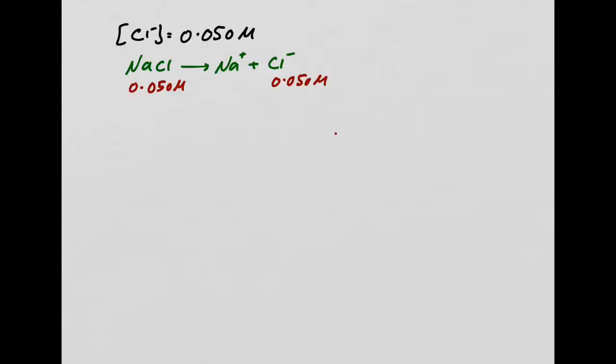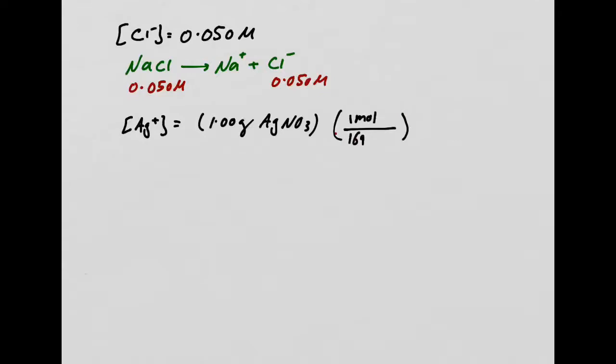Now my silver concentration, where does that come from? For my silver concentration, I gave you the grams. I tell you I have 1.00 grams of silver nitrate, right? Okay, I don't have a concentration. I have to convert grams to moles using the molecular weight. 1 mole is 169.9 grams. 169.9 grams is the molecular weight of silver nitrate. So the grams cancel out.